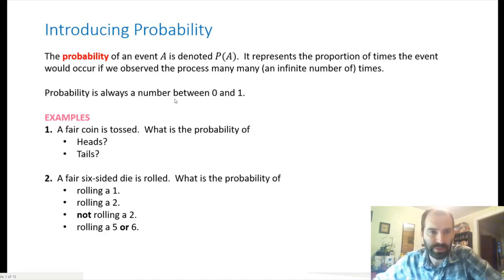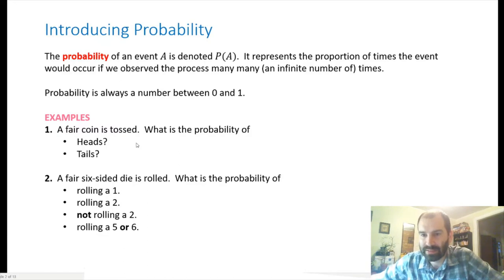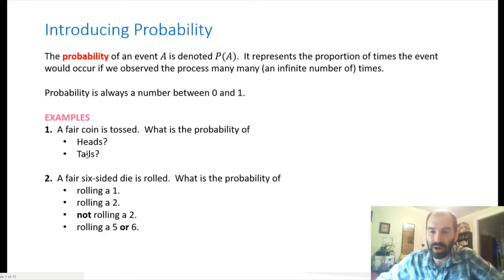So here are some examples. A fair coin is tossed. Okay, so I'm going to toss a coin. What is the probability that I get heads? And what is the probability that I get tails? Let's think about heads. So if I were to toss that coin over and over and over again, what proportion of the times would I expect to get heads? Well, it's not too surprising that I would get heads about half the time, right? And so that means the probability of getting heads is 1/2. And what's the probability of getting tails? Well, the other half of the time, I'm going to get tails. So the probability of getting tails is 1/2 as well.